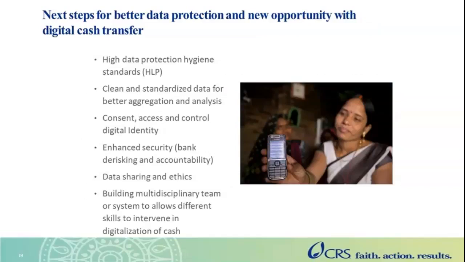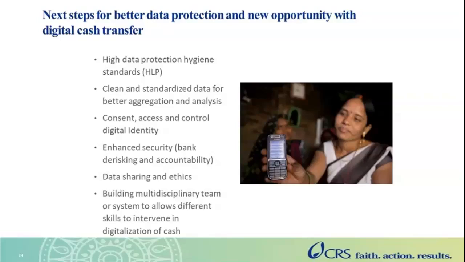And the next steps we are identifying is, obviously, we still need to insist on high data protection hygiene. I think we meet minimum requirements now, but we need to have high standards for it. Working more on the minimization, the anonymization, the compartmentalization of information will allow us to reduce the bank de-risking I was mentioning, but also not compromise the humanitarian principles and guarantee our access to beneficiaries.